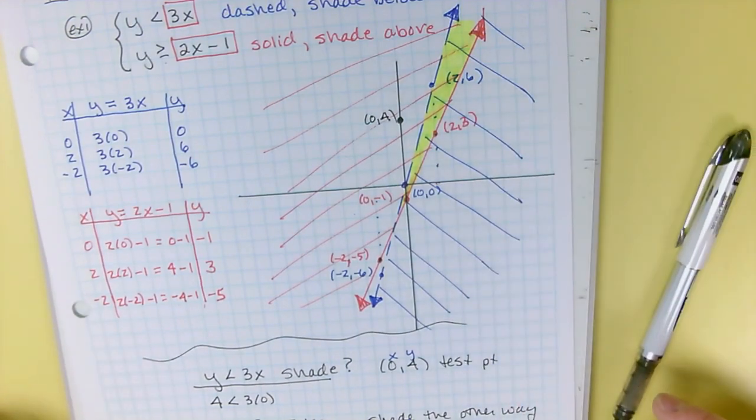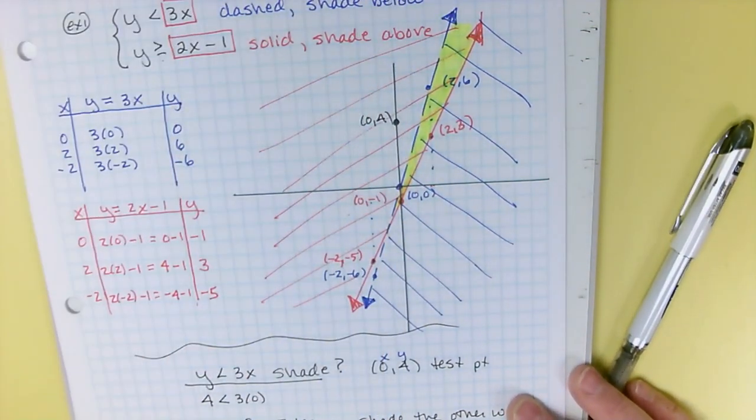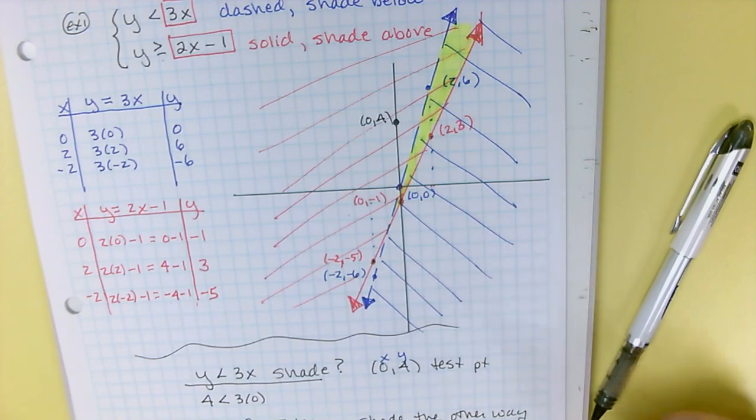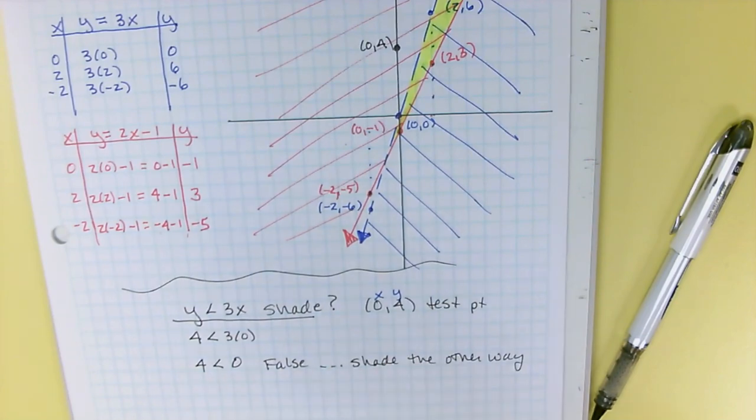And that's how you pick a test point. If 0, 4 had worked, I would have shaded right over the top of that point because that means it's in the solution area. So if it works, it's a solution, it's in the solution area. If it doesn't work, it's not a solution and it's not in the solution area.